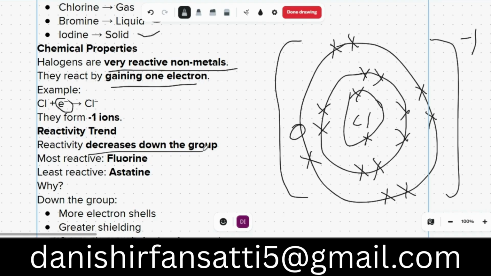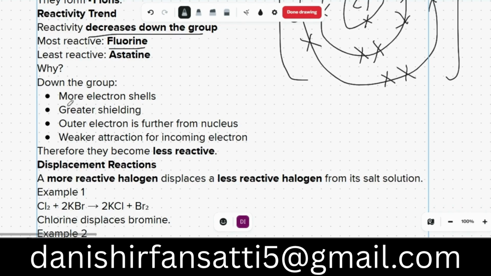Reactivity decreases down the group. Okay. Fluorine reacts fastest because it is the smallest atom in group 7 and it can attract electrons more easily. Down the group, there are more electron shells. Fluorine just has two shells, whereas chlorine has three, bromine has four, and as you move down, the number of shells will increase. That will reduce the attraction of the outer electron that it has to gain. Okay, therefore they become less reactive.